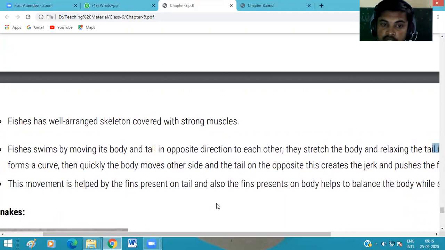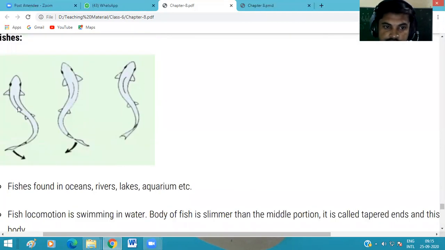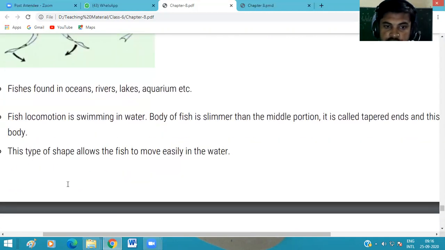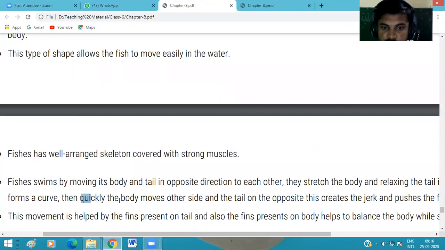This forms a curve like this. The body moves in this direction and the tail moves in the other direction. They form a curve, and this curve causes movement in the fish. It quickly moves in the other direction and the tail goes to the opposite side, and this creates a jerk.